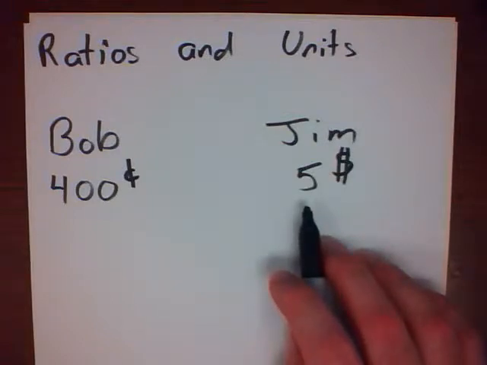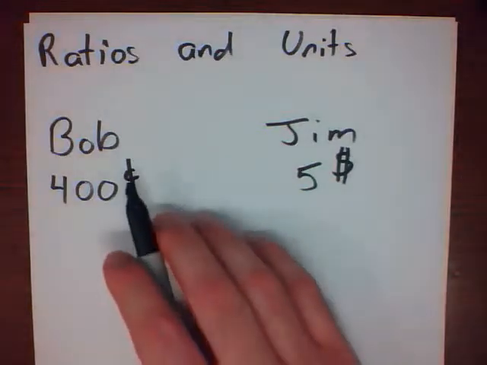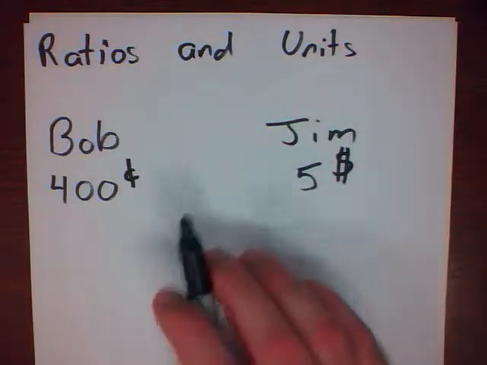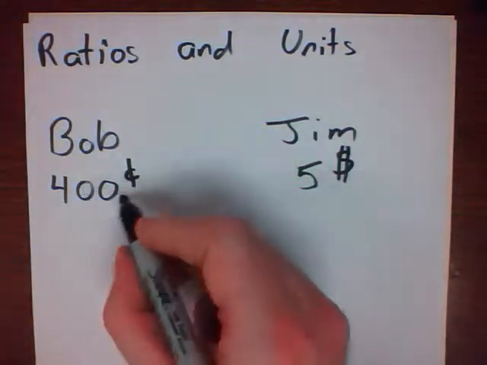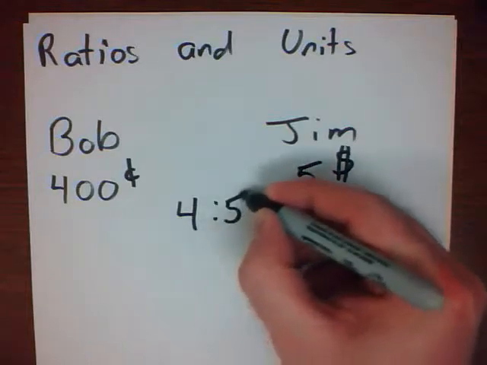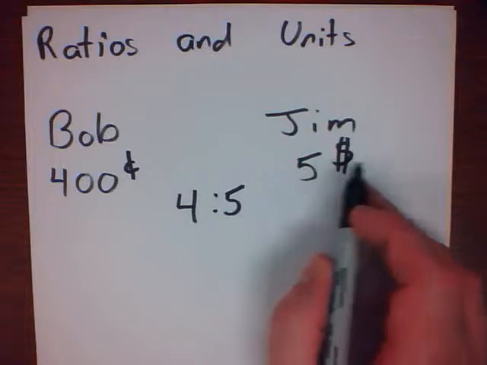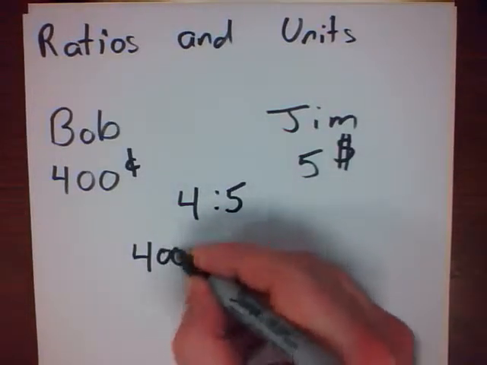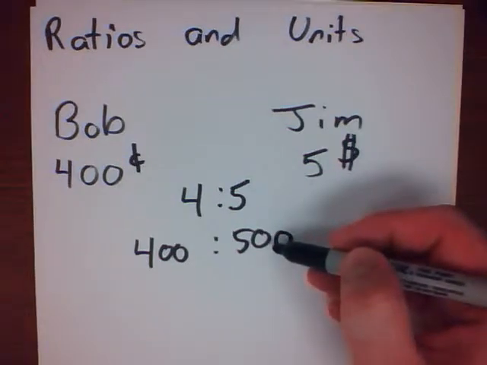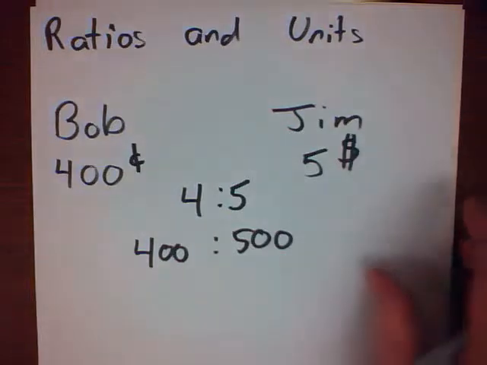In order to do an accurate comparison, an accurate ratio, you have to convert so both numbers have the same units. Now, you could convert Bob into dollars, so he now has $4, and then you could do this comparison of $4 to $5. Or you could convert Jim's to cents and go 400 to 500. Both of these are accurate comparisons. Comparison of 400 cents to $5 is not.